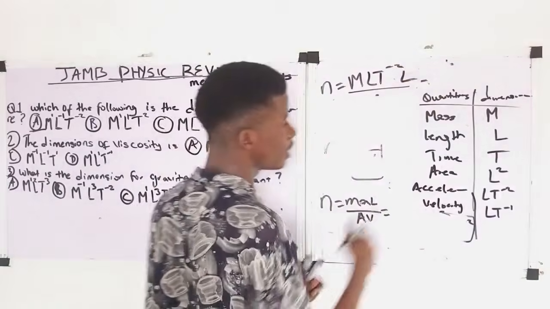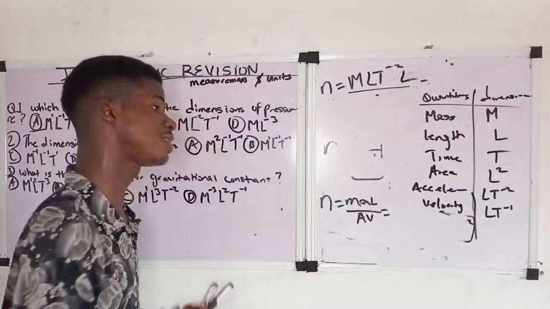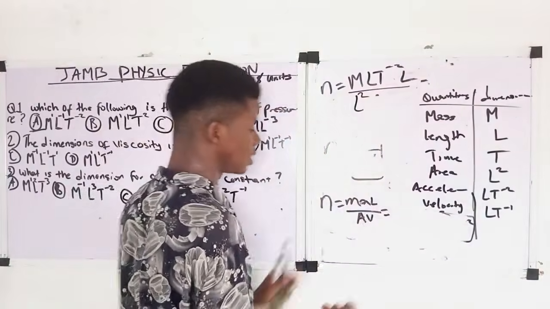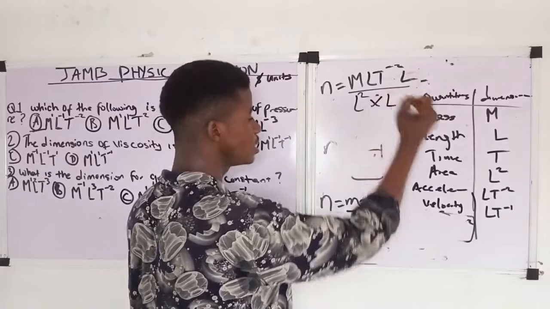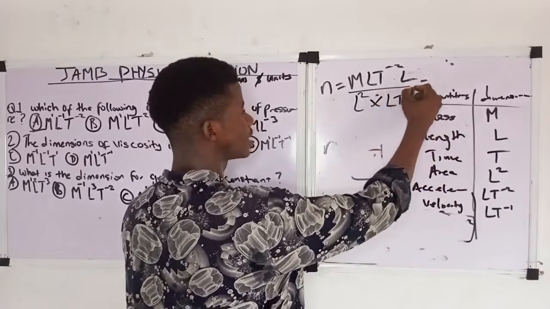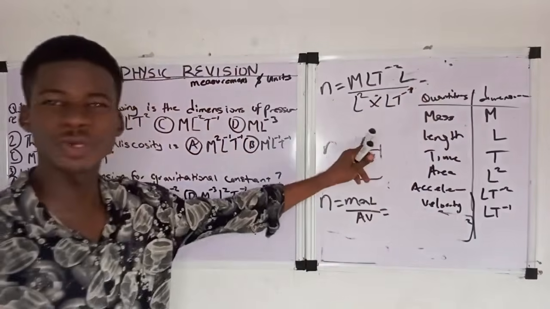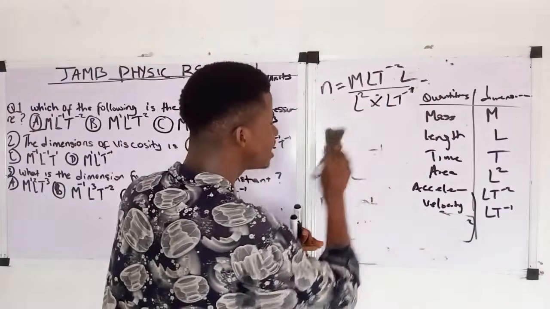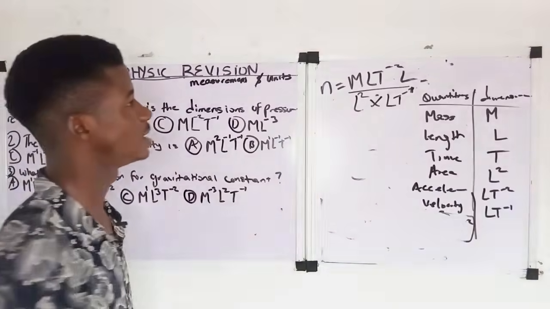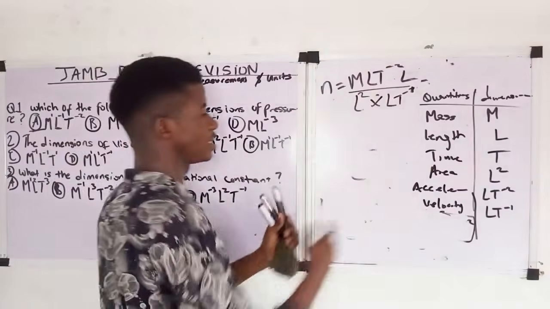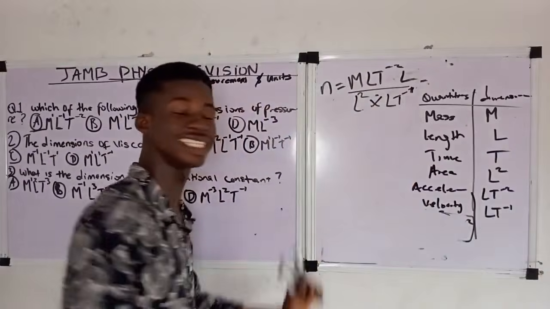What is the dimension for area? The dimension for area is L2, right? Then the dimension for velocity is L raised to minus 1, right? Yes. Now, are we done yet? No, let's simplify this further, okay? Let's simplify this using those laws of indices, right?